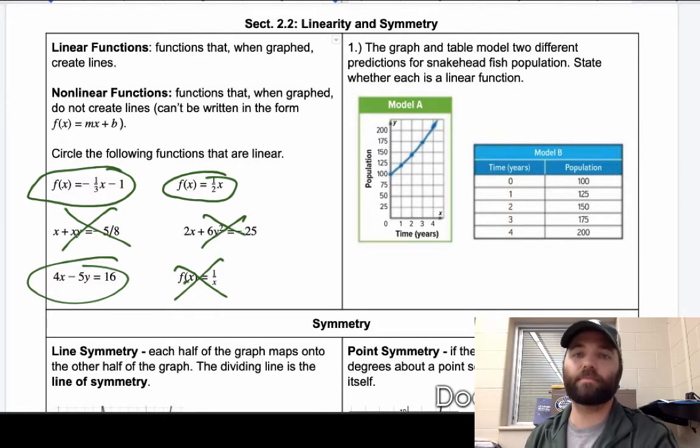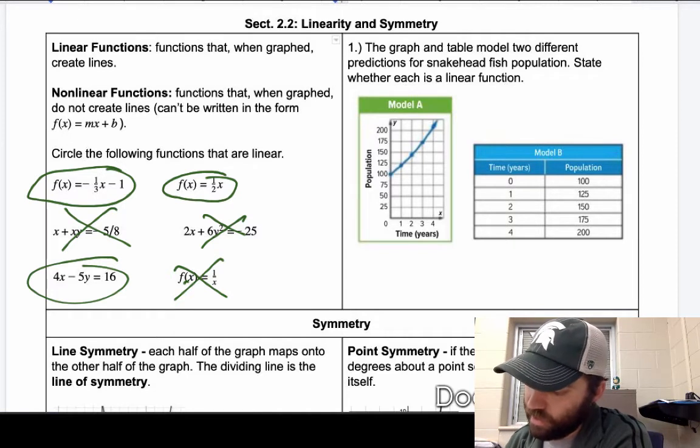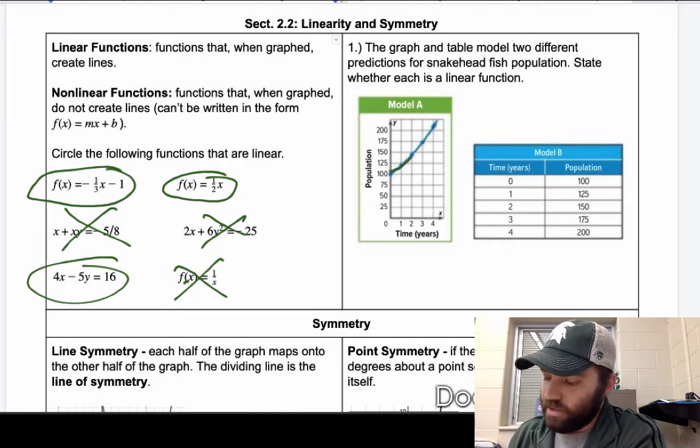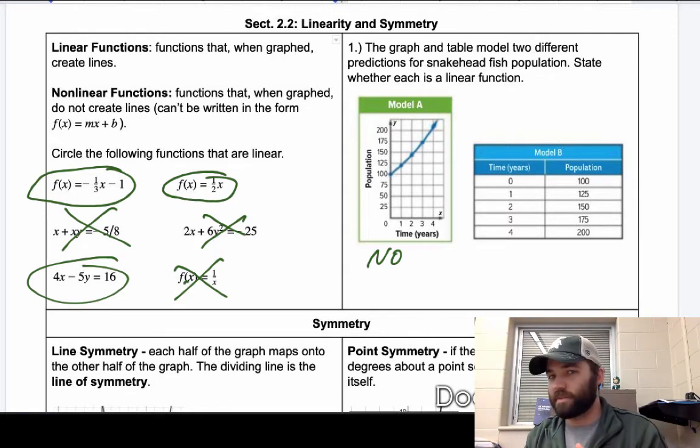The graph and the table model two different predictions for snakehead fish population. We want to look at both of them and see if either one of them is a linear function. The first one here, pretty clearly not a linear function, just because you can see that it's starting to curve. And so this is not a linear function. You could look at those points and use the method we're going to use on model B, apply that to model A. You'll see what I mean in a second, and you'll find that it wasn't linear. But let me show you what I mean here.